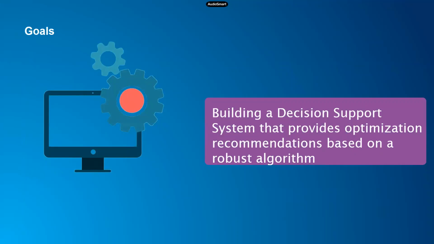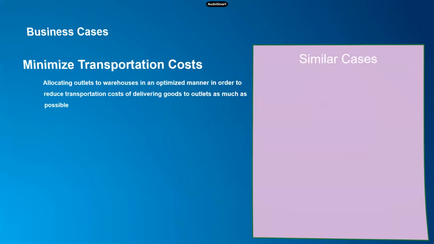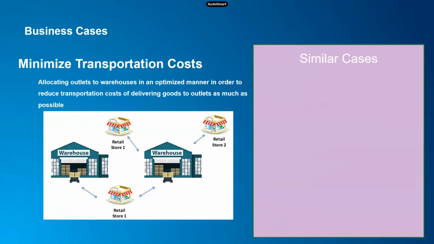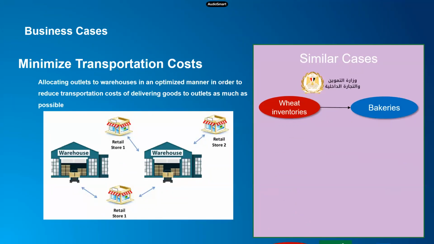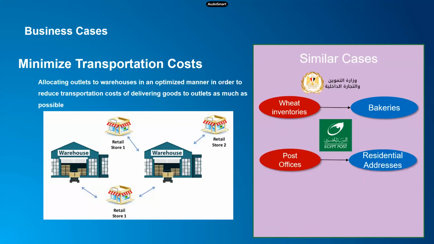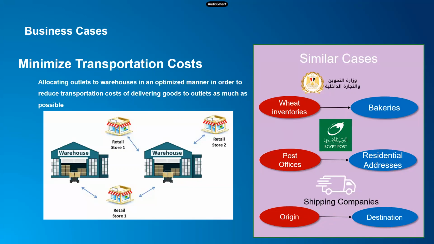So what we did is build a decision support system that can provide optimization recommendations based on a robust algorithm. I'll go into some business cases. For example, minimizing transportation costs. This is the one I explained for retail and warehouses. This can be used, for example, in the Ministry of Supply for food security, if you have your wheat inventory and you want to distribute wheat to bakeries. It can be used for post offices and the distribution of mail. It can be used for shipping companies from origin to destination.